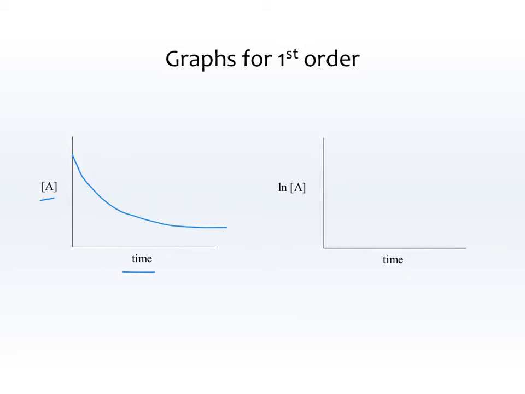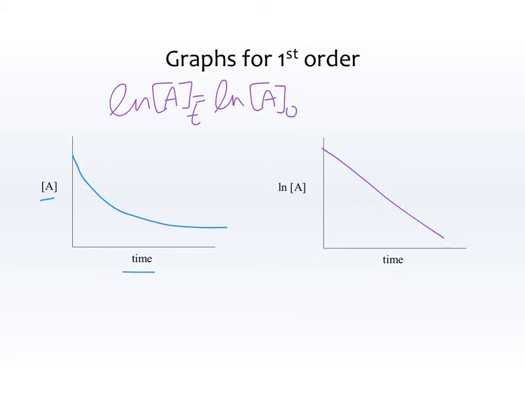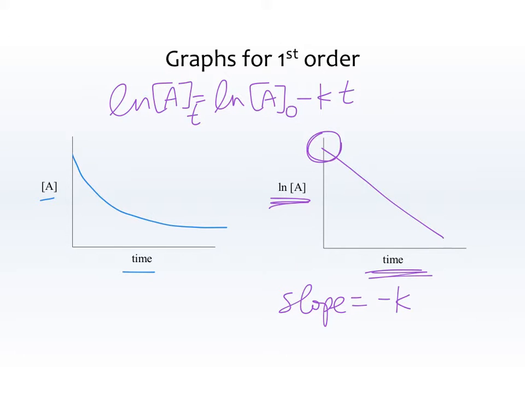But when you graph the natural log of A versus time, it starts high again, but it goes straight down in a straight line. So this goes along with ln A_t equals ln A_0 minus kt. So the slope of this line is equal to negative k. Notice it's a negative slope, the line's going down. We've got time on the x-axis, the natural log of A on the y-axis, and the first point on the line is where ln of A is at the initial concentration.